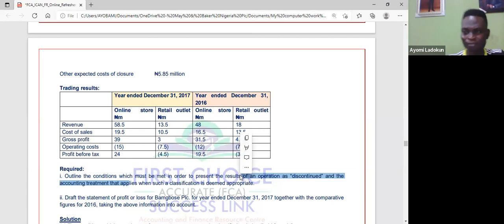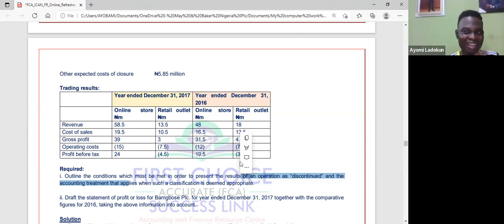Can you remember them? Appropriate level of management must be committed to a plan to discontinue the operation. An active program to locate a buyer must have been initiated. A price offered for the operation must be reasonable in line with its fair value. There's no plan to withdraw the operation from being sold, and the sale is expected to occur within the next 1 year. So that's what they're asking there.